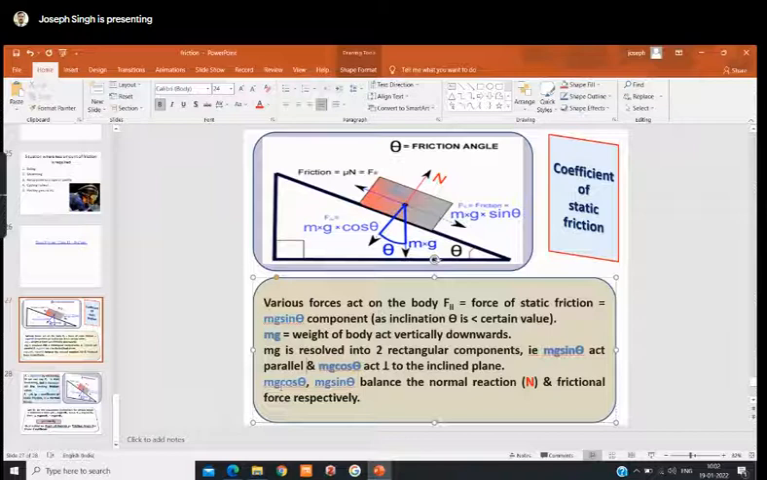Now mg cos theta and mg sin theta balance the normal force, that is N, and the frictional force respectively. This is the normal force and this is the frictional force, which will act opposite. Because the movement is taking place in this direction, it will act in the opposite direction. Okay, you got this? Yes.